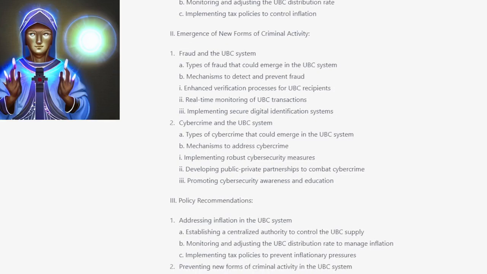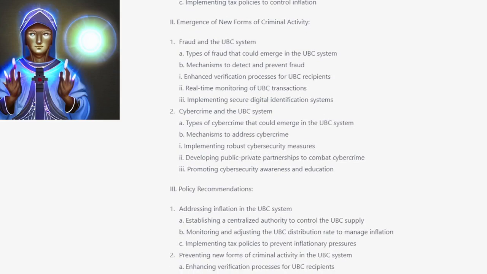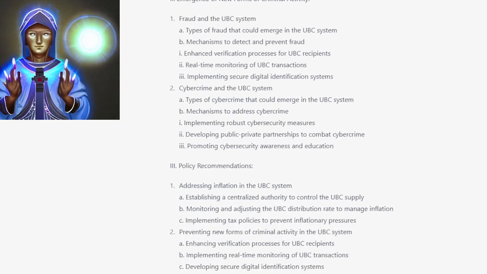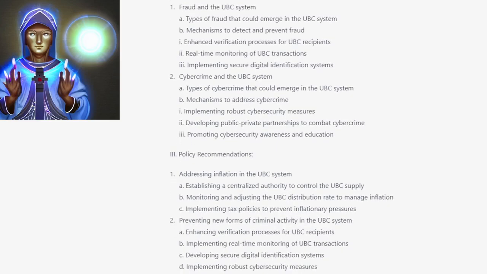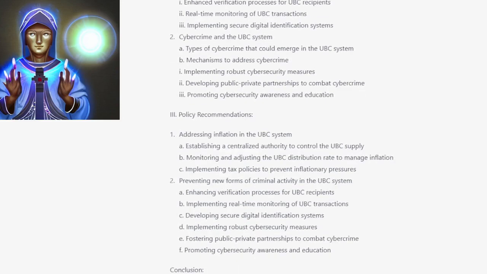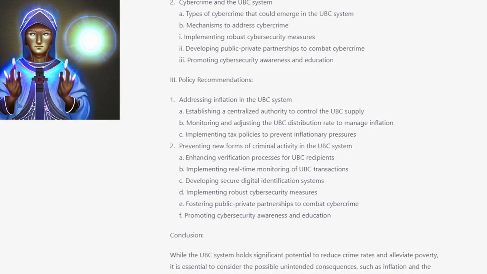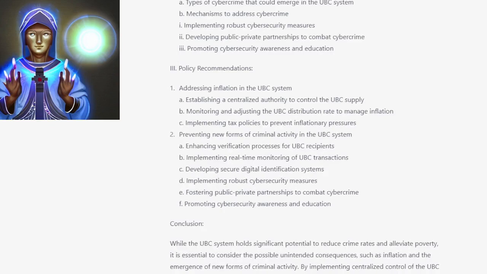Inflation and the UBC system. The potential for inflation in the UBC system. Mechanisms to address inflation. A. Centralized control of the UBC supply. B. Monitoring and adjusting the UBC distribution rate. C. Implementing tax policies to control inflation.